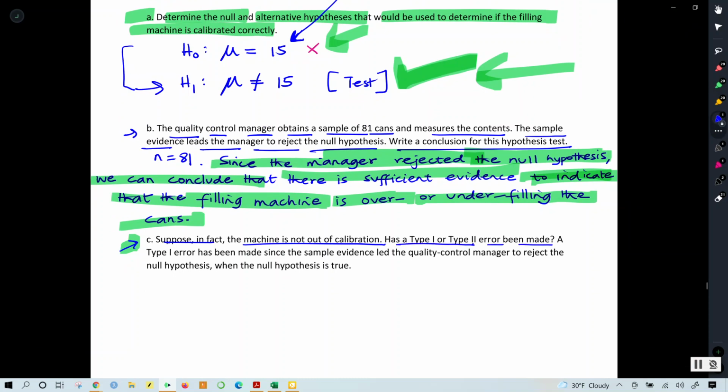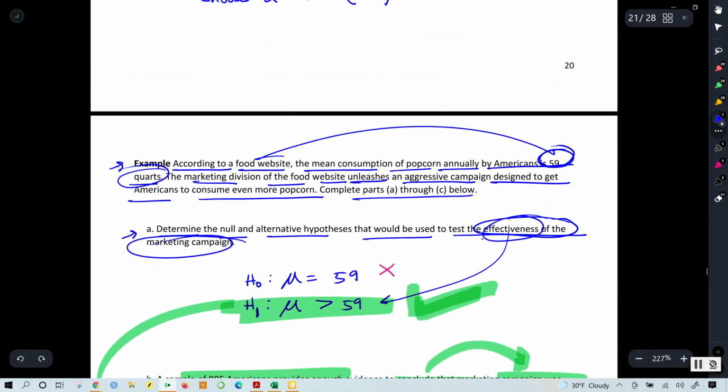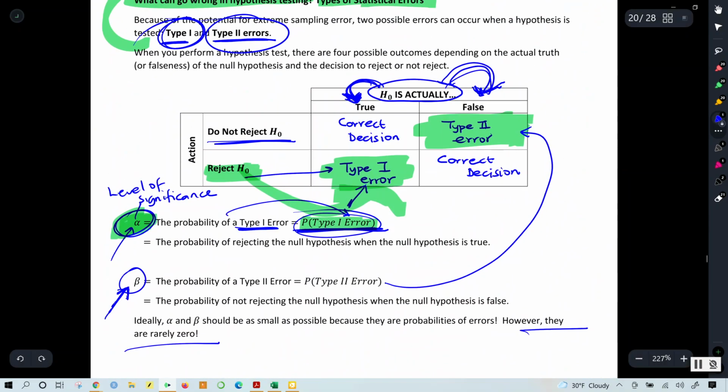What kind of decision did we make in order to answer this question? Usually, what I do is I ask myself, what was the decision I took? I rejected the null hypothesis. Anytime I reject the null hypothesis, there is a potential that I might be committing type 1 error, because rejecting the null hypothesis sometimes may lead to a type 1 error.